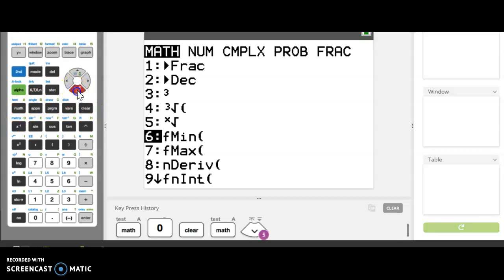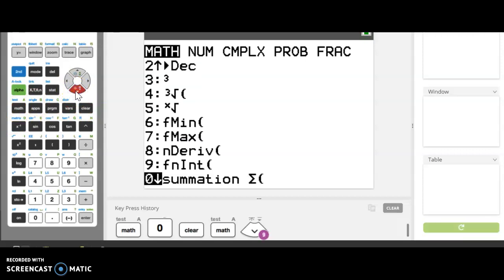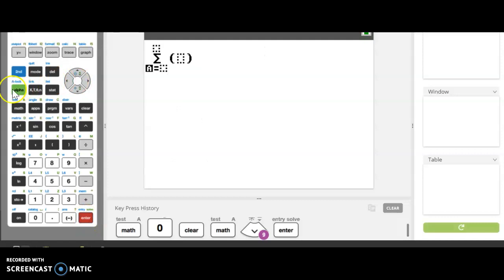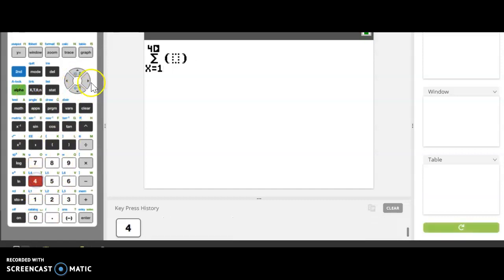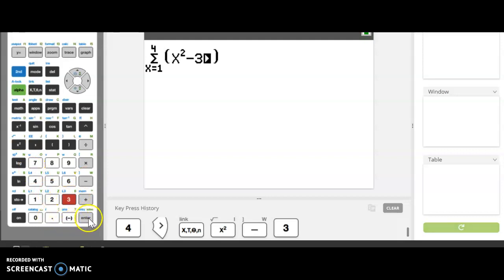Math, and then I'm going to scroll down, and 0 says summation, and then you see your sigma. So if you hit enter, now this tells us where we start. So x, we're going to start with 1. We're going to go up to 4, and our formula is x squared minus 3. And all we have to do is hit enter, and we get 18.